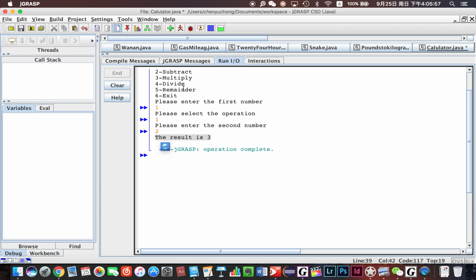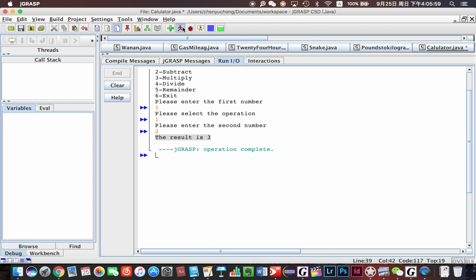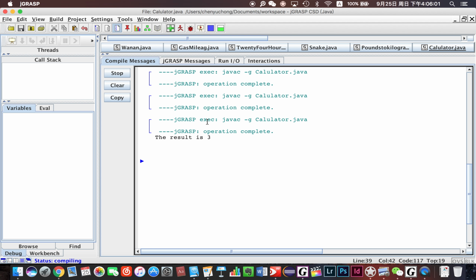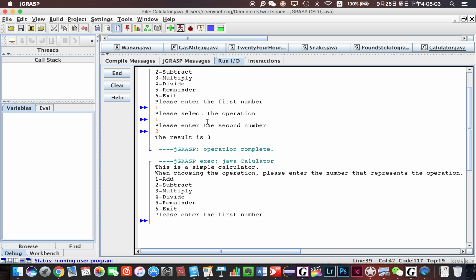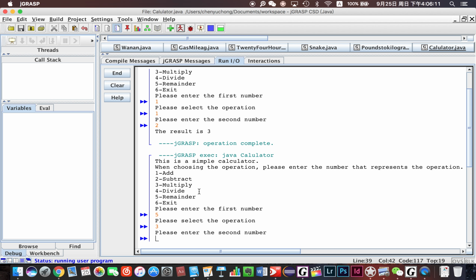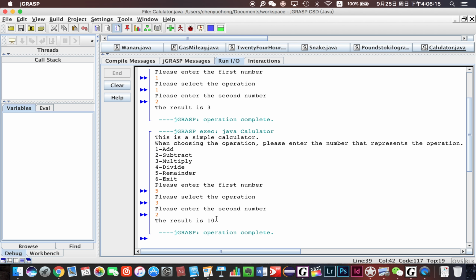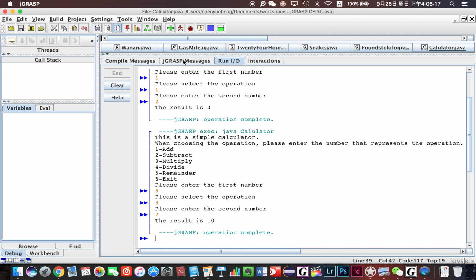If I want another one, we run again. Let's say 5, because 3 is multiply. I enter 3. 5 multiplied by 2 will turn out 10. Yes, exactly.